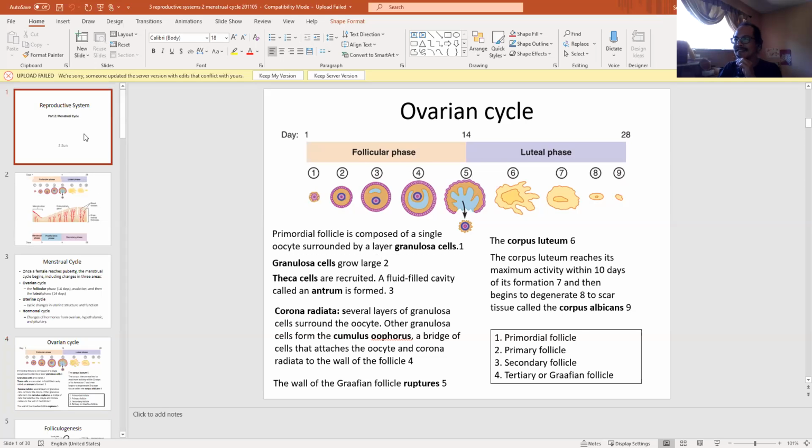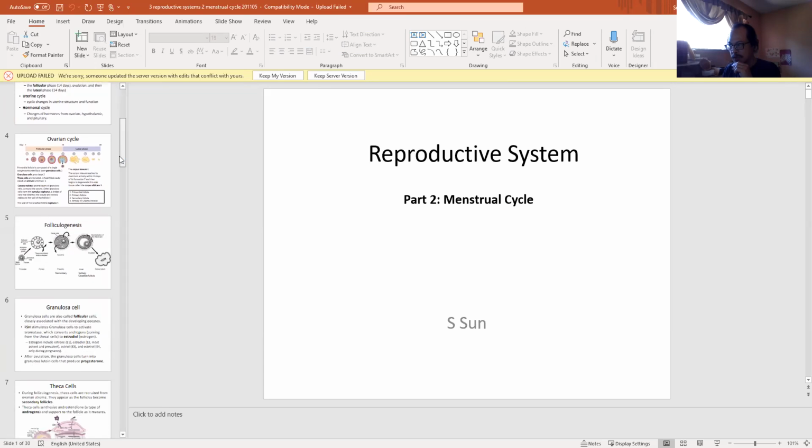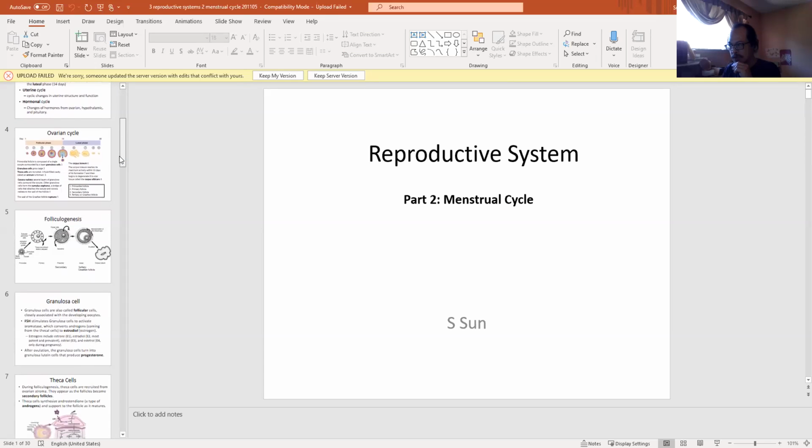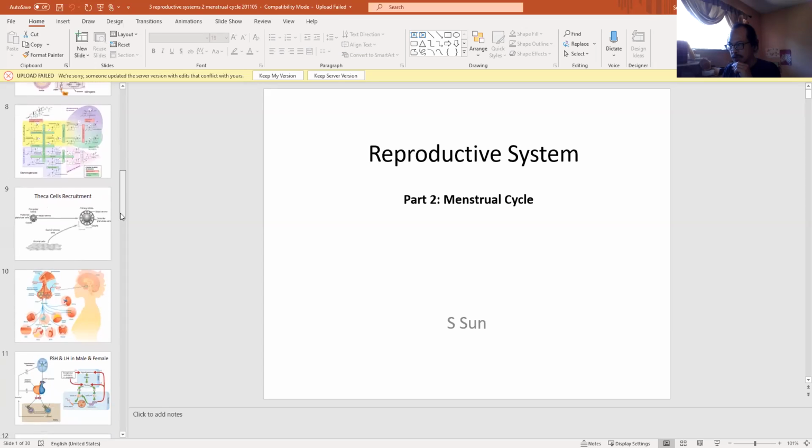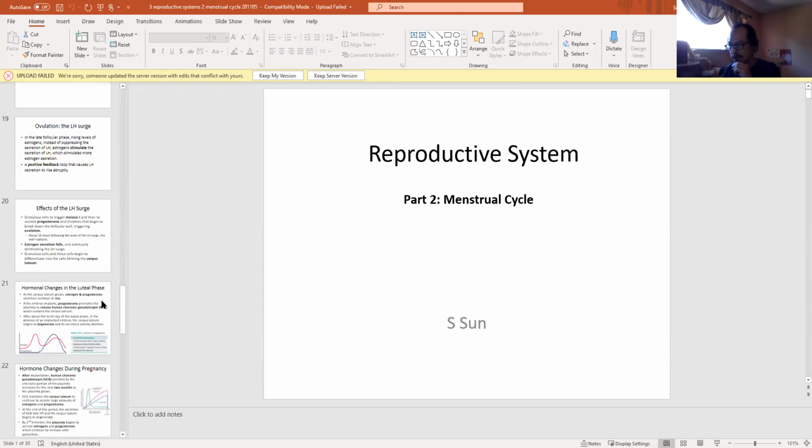Now let's get started. This portion is about the reproductive system, part two. This one we will talk about the menstrual cycle. This is a very unique feature in the female after puberty, the age of puberty. So what is this cycle? This cycle is about the menstruation. So we can probably look into this figure first.